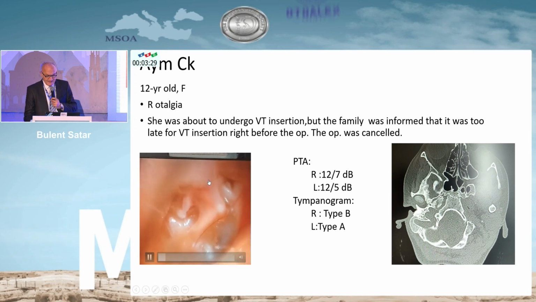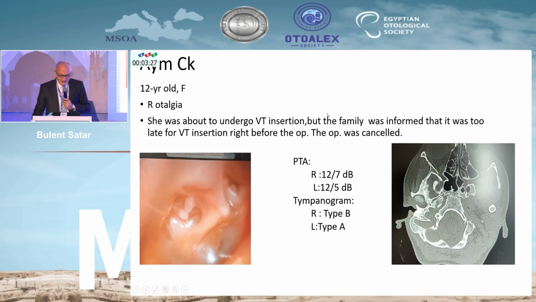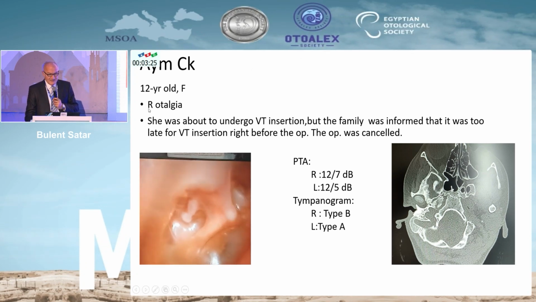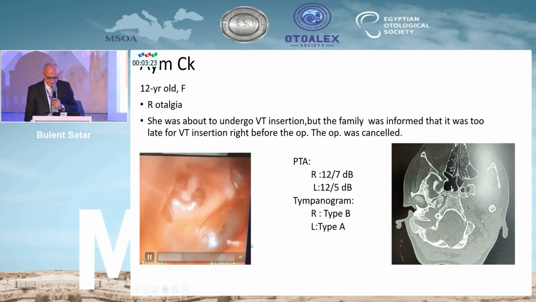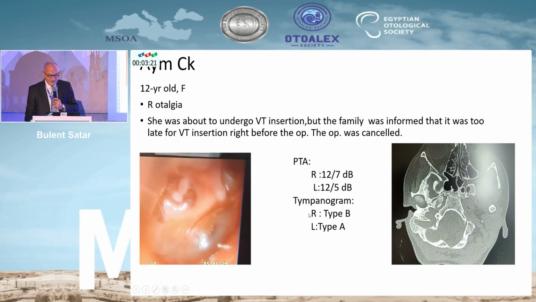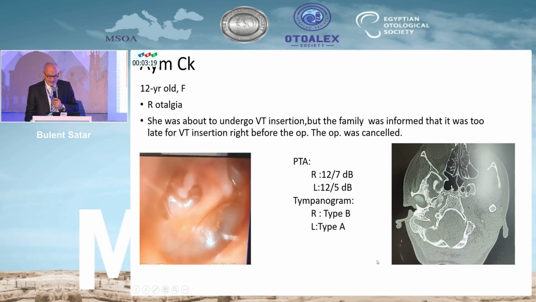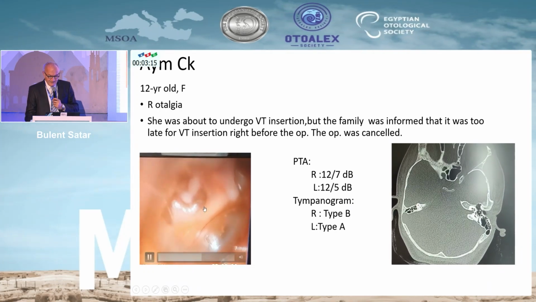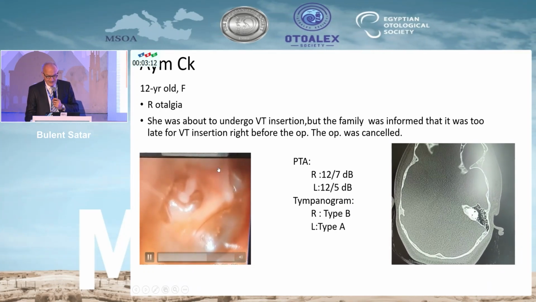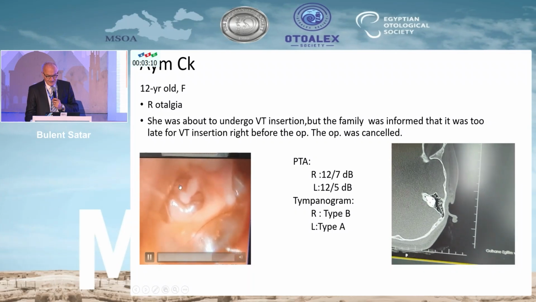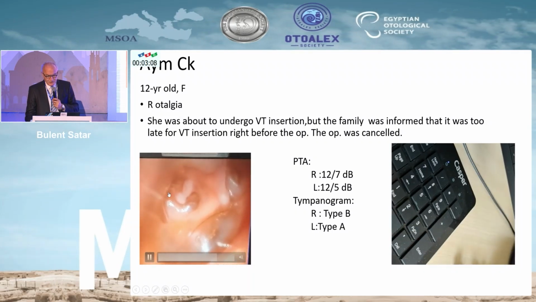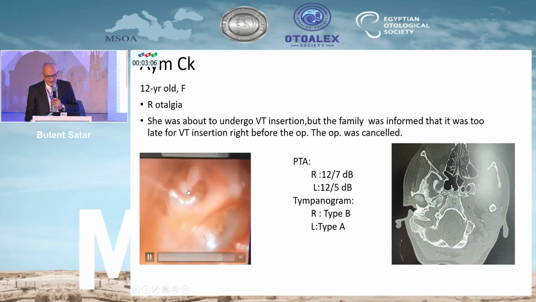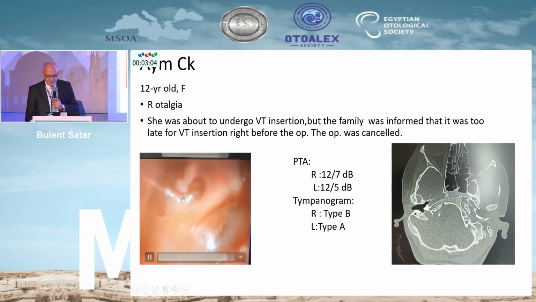And this lady, 12 years old, complained about right otalgia. She had normal hearing. This is the CT. We see the posterior superior quadrant of the tympanic membrane is deeply retracted and adhered on the incudostapedial joint.